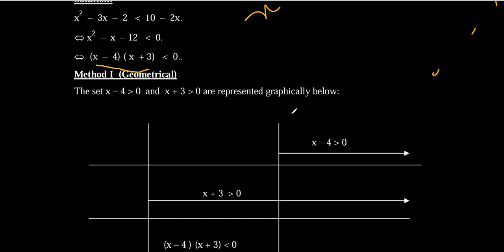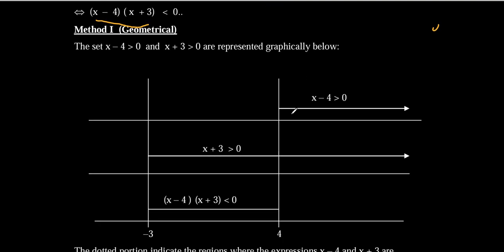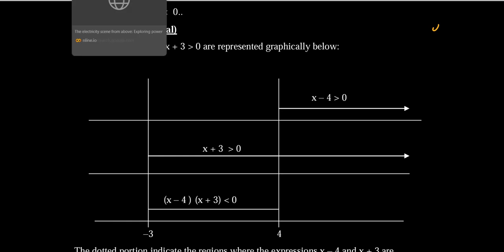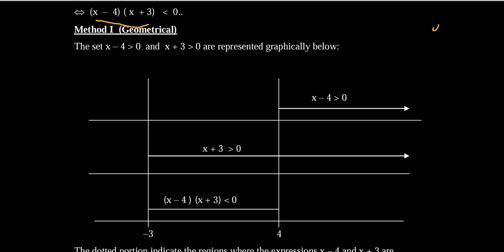Now when you take the number line, you realize two things. You see, either x minus 4 greater than 0 or x plus 3 greater than 0, right? Now when you try to represent them geometrically, when would a number subtracted from 4 be greater than 0?